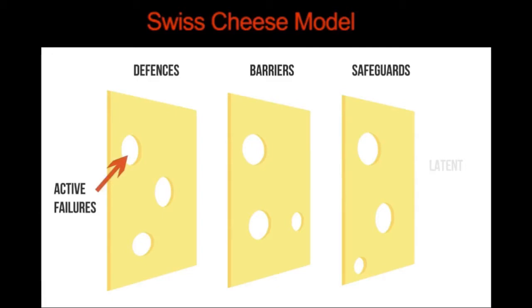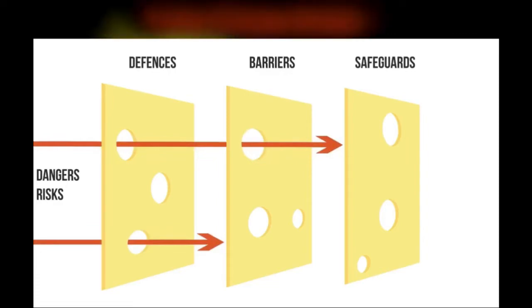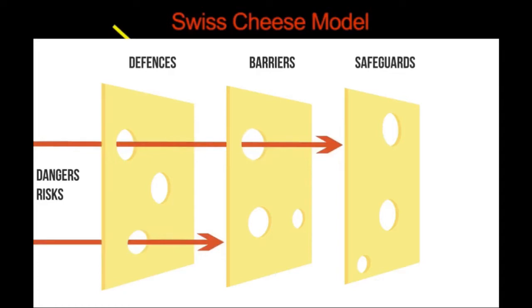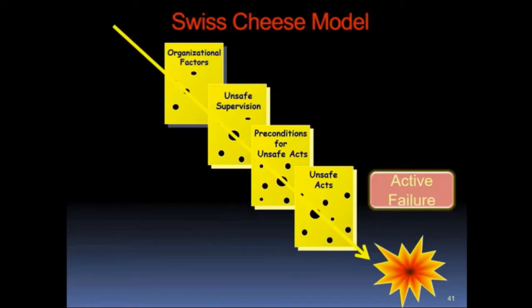If an error occurs and breaks through a hole in one slice, it is not a big problem because other defenses or barriers would block it from passing through. But sometimes those holes line up, which means the defenses are broken and allow those errors to pass through the system, which will result in disaster, harm, or danger.